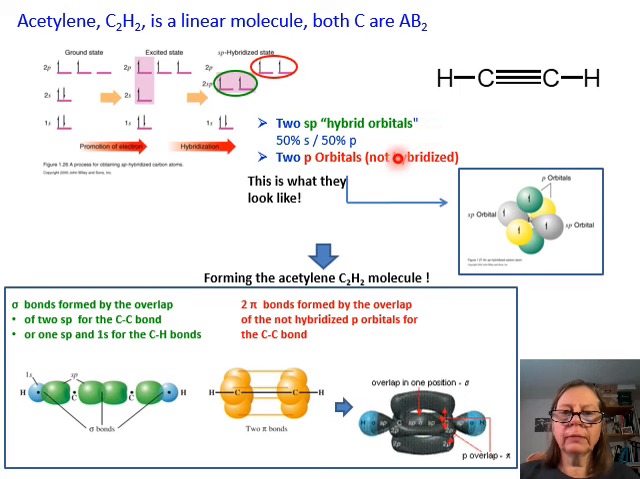Each carbon forms 2 sigma bonds, one with the 1s orbital of a hydrogen and one with the other sp orbital from the other carbon, and 2 pi bonds by the side overlap of the non-hybridized p orbitals.